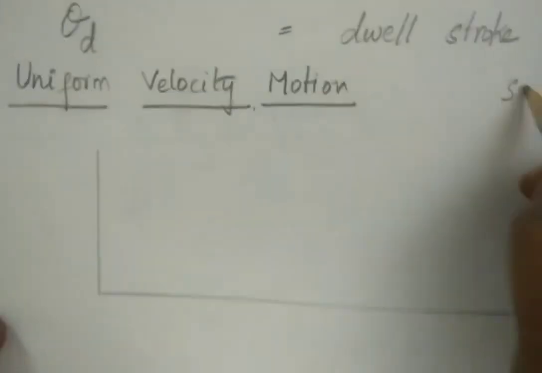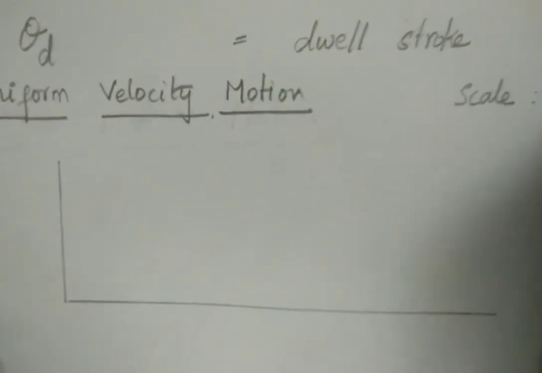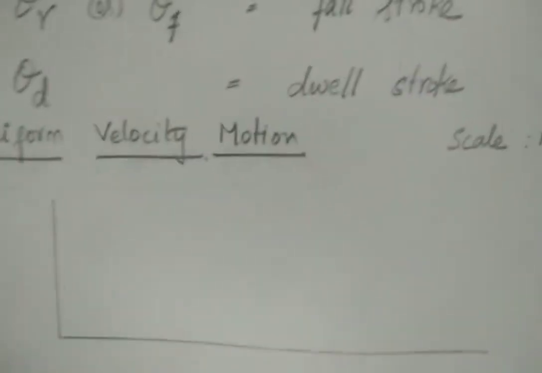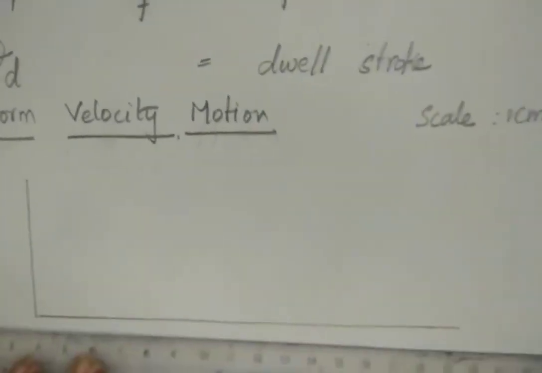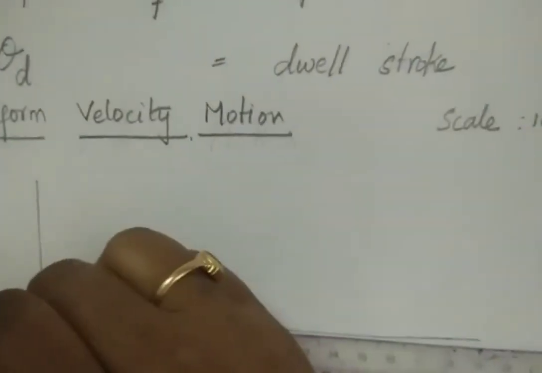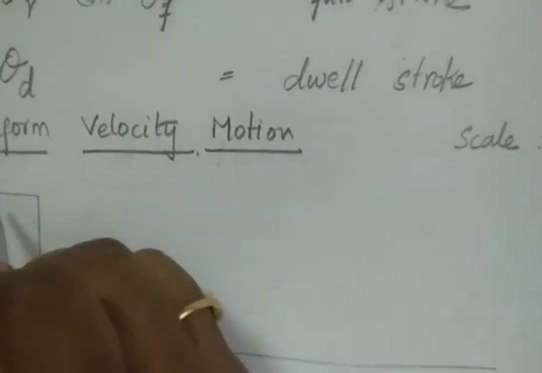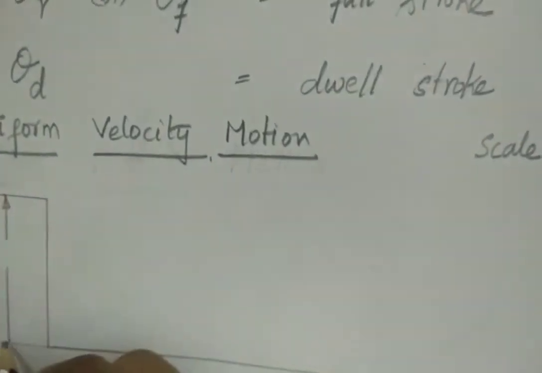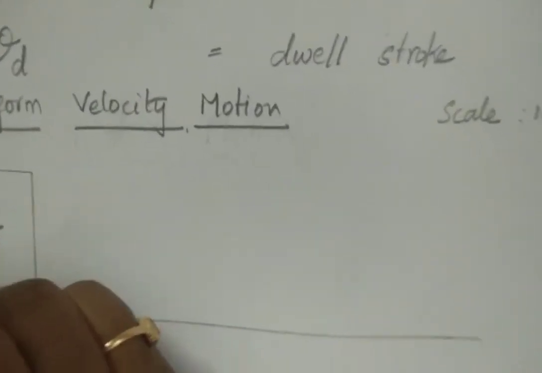So you have to take a suitable scale. That means 1 centimeter equal to either 10 degree or your wish. You can take 20 degree or 30 degree, based on the given data. And in the vertical, you have to take the stroke of the follower. The stroke of the follower always becomes in centimeters only, so you can take it directly in centimeters, that means 30 centimeter, 40 centimeter, like that. So first make the vertical line, that means mention the stroke length.